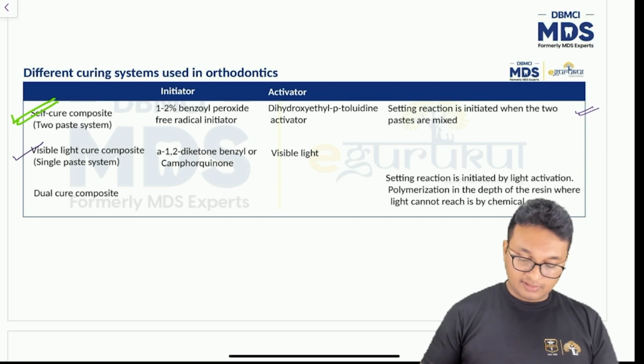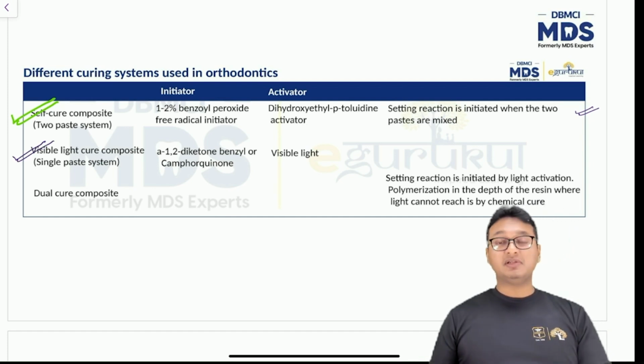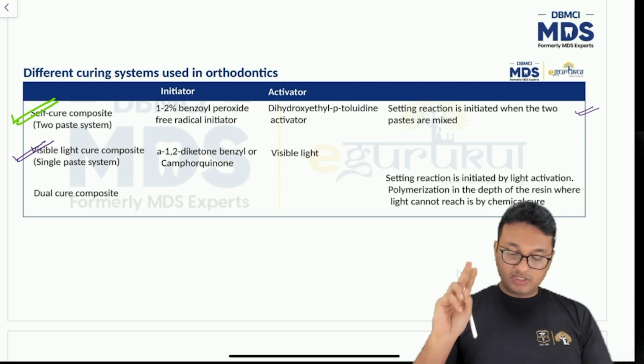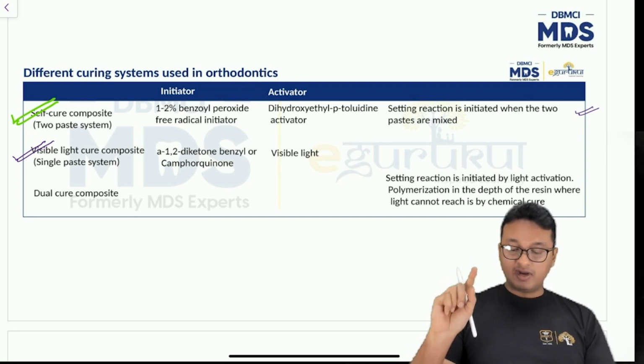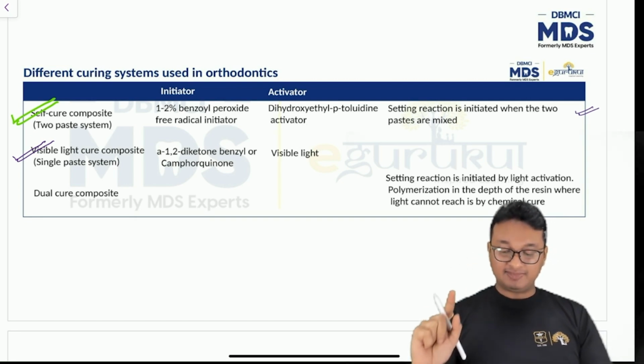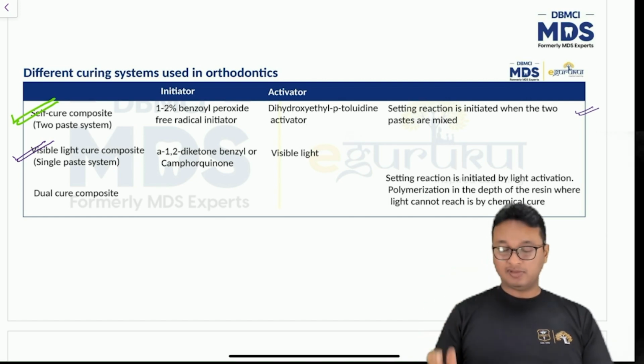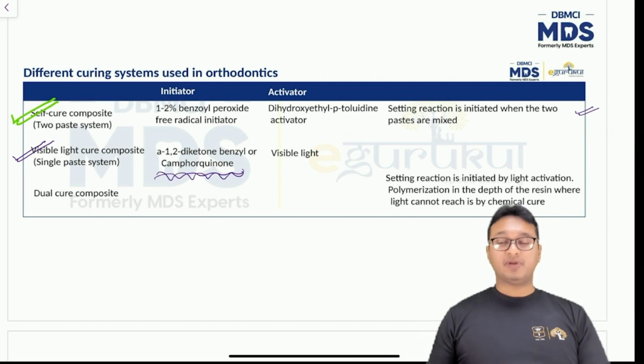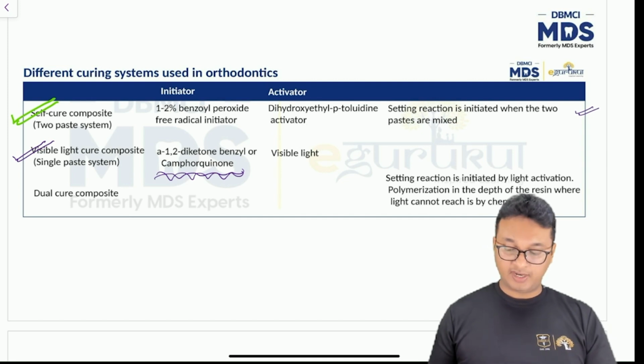Whereas the light cured system, that is the visible light cured system, is available as a single paste system, where the initiator is alpha 1,2 diketone benzyl, also known as camphoroquinone. This is the primary initiator of the polymerization reaction, and the activator is the visible light.